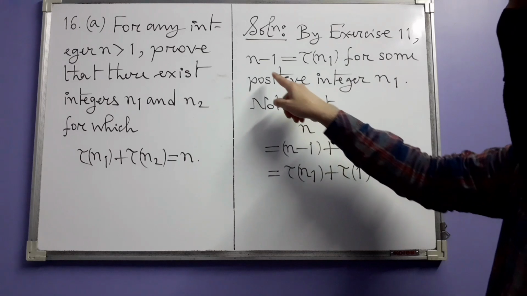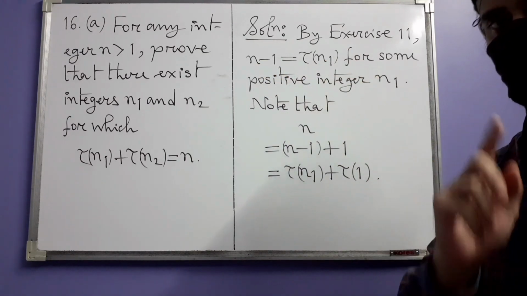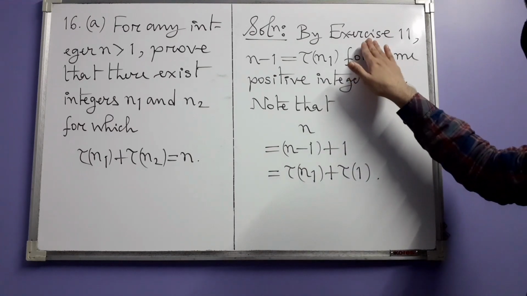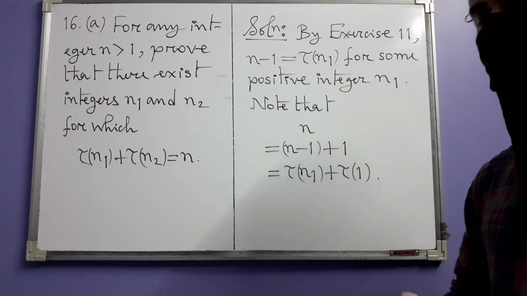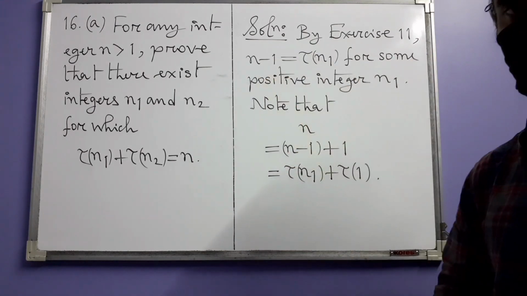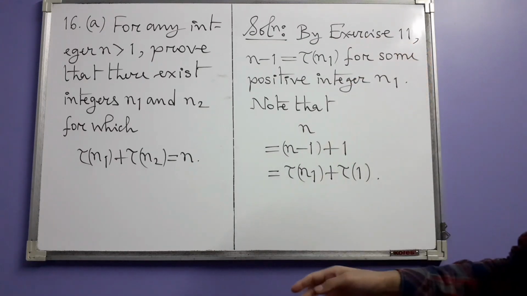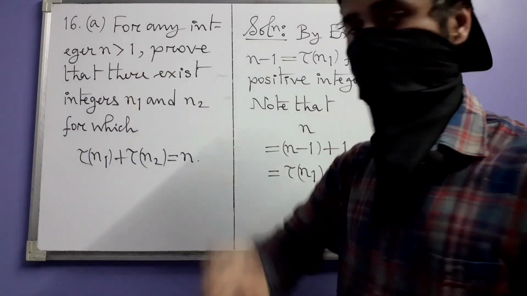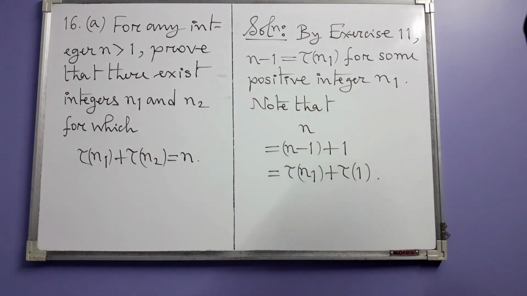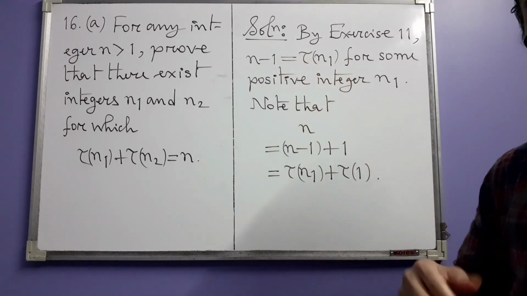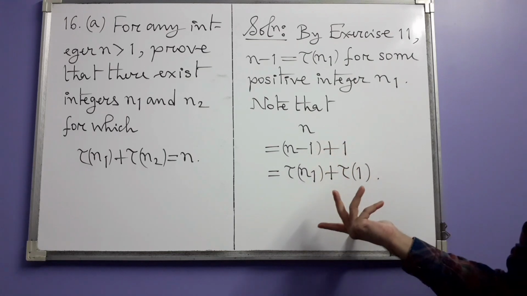So by exercise 11, n minus 1 would be equal to tau of n1 for some positive integer n1. Actually, this exercise tells us about the existence of infinitely many such positive integers for which the tau value would be this given n minus 1. Note one more thing, that you are able to apply this exercise because n minus 1 is a positive integer itself because of this inequality.